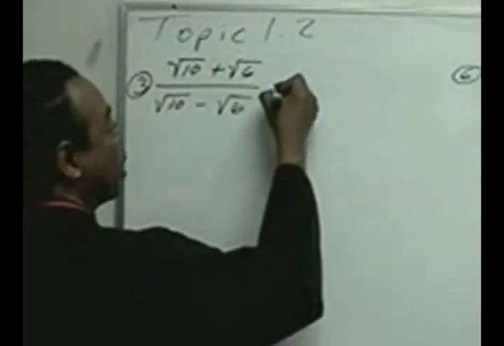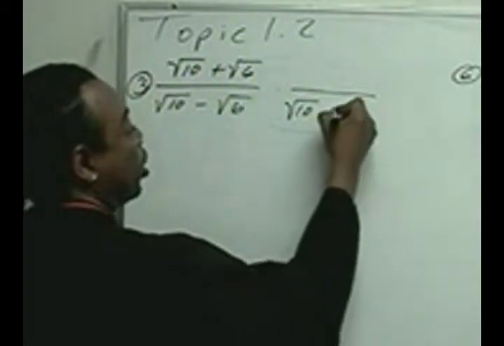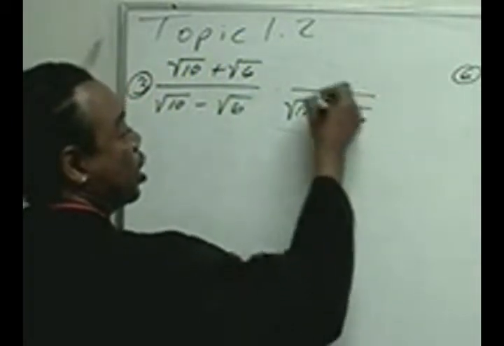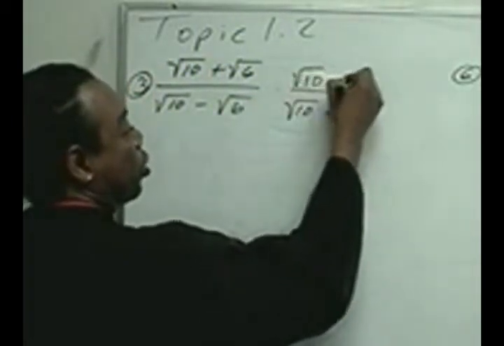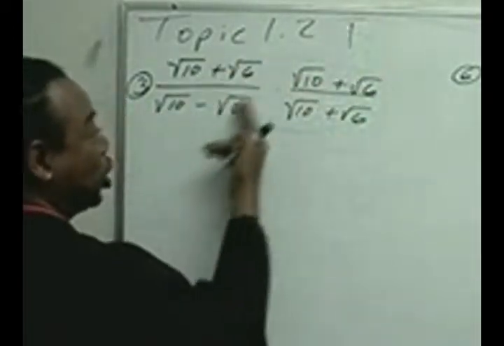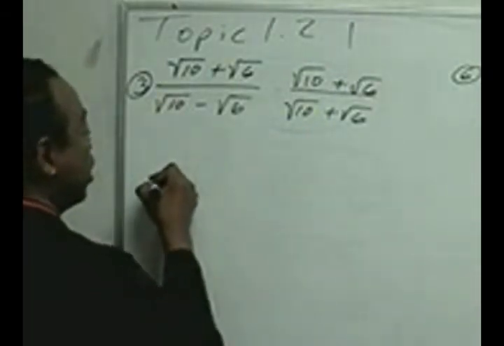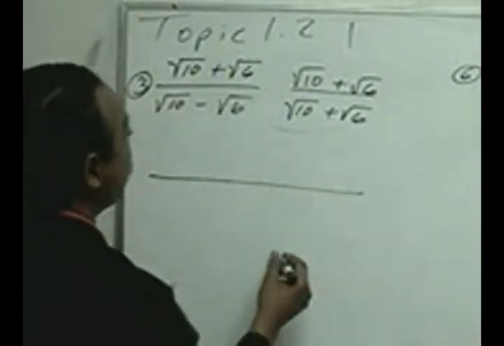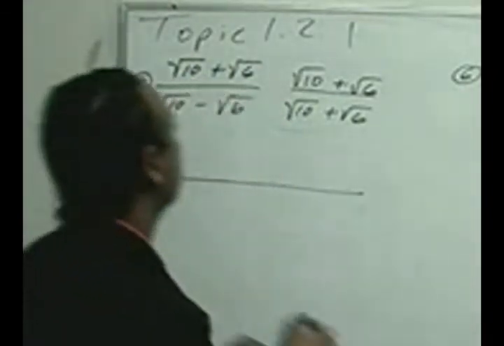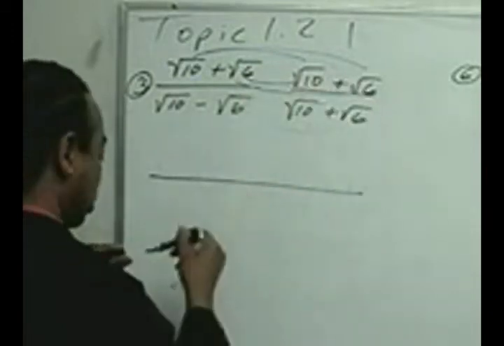So I'm going to multiply by the conjugate of the denominator, which is square root of 10 plus square root of 6. And then I'll put this also in the numerator to make it equivalent to the number 1. That means we're not changing this because this is equivalent to 1. Now we'll begin the process of FOILing. First, outside, inside, and last.